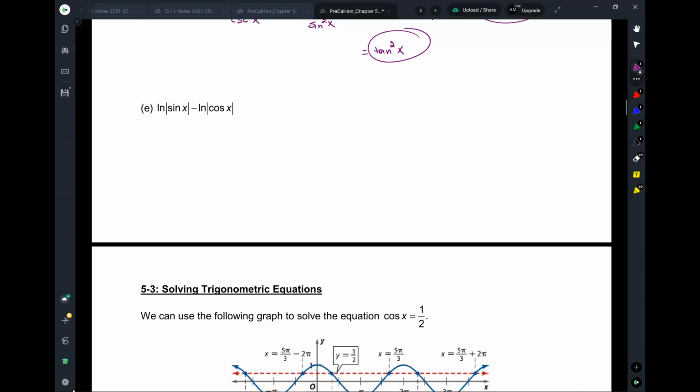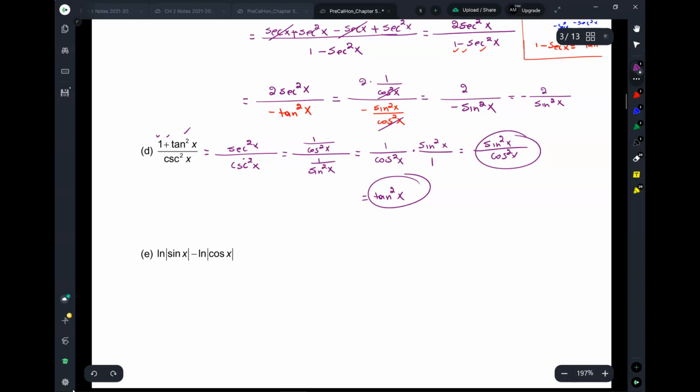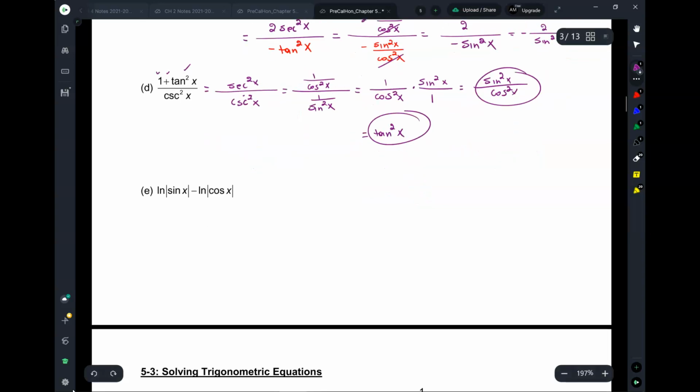Okay, last but not least, do you guys remember ln's? A little? Do you remember logarithms? A little? Just a little? Yeah, I remember the name.